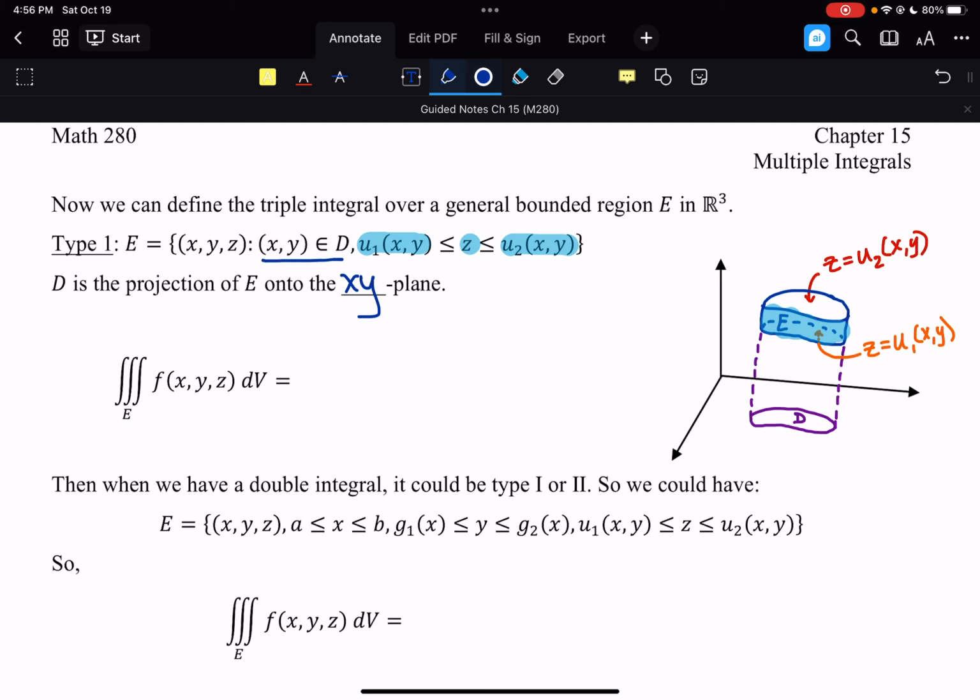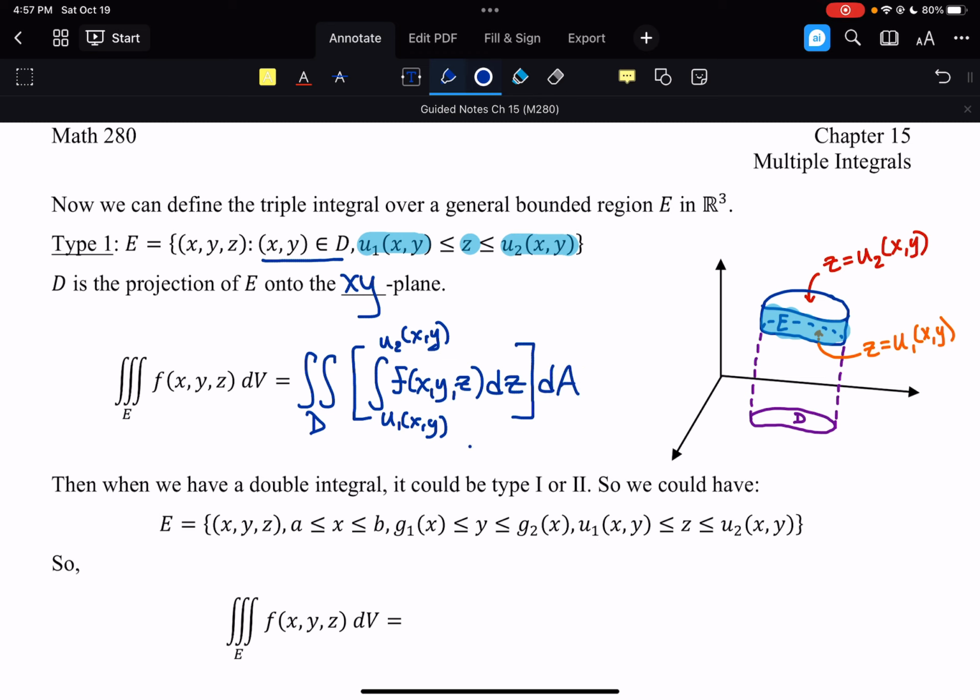So for our triple integral, we can set up the double integral over D on the outside. Inside of that, we'll have an integral of f of xyz dz, with z going from u1 of xy to u2 of xy, and then dA for the double integral out here.